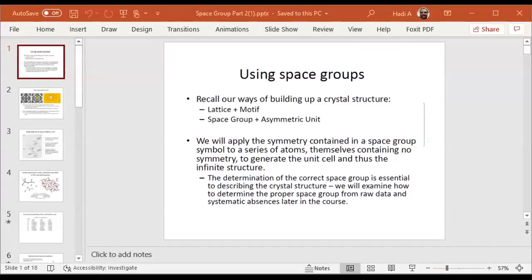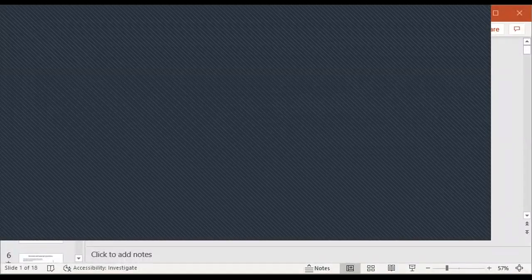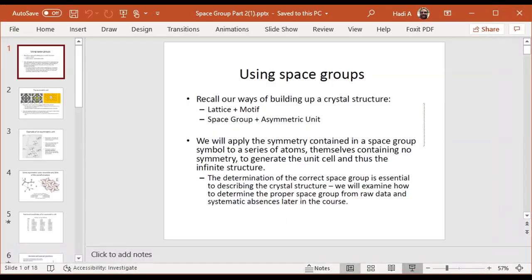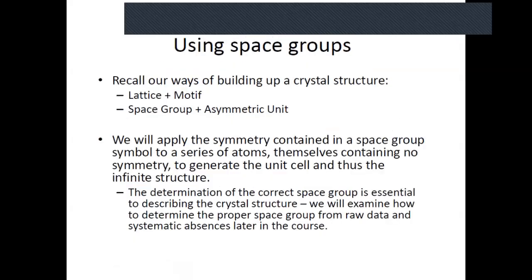And this is mainly breaking down space groups. So here we're just going to be utilizing space groups. We're going to be applying the symmetry in the space group to see if we can generate all the symmetry related elements. And the reason space groups are important is because once we know the symmetry elements, we can generate symmetry related atoms or positions in the unit cell.